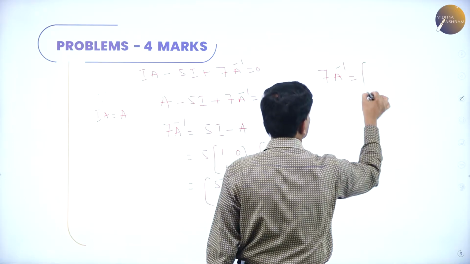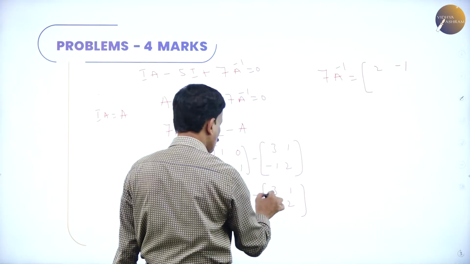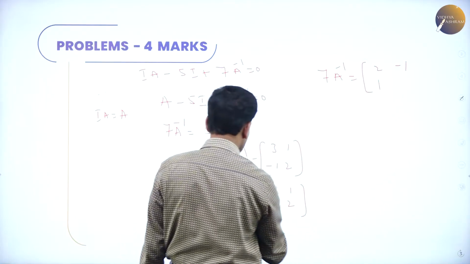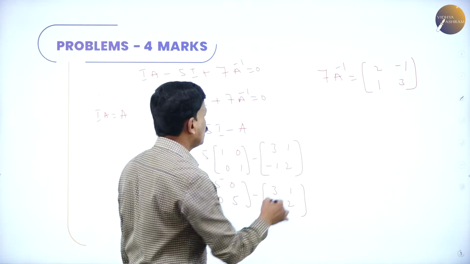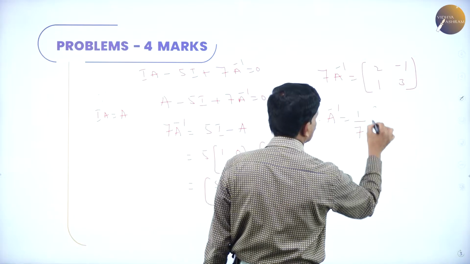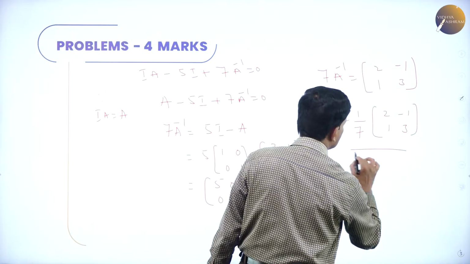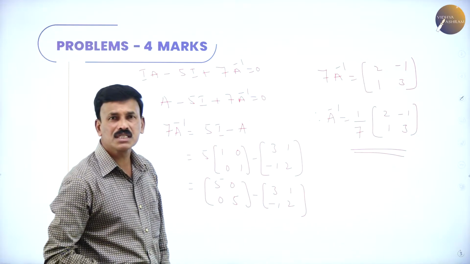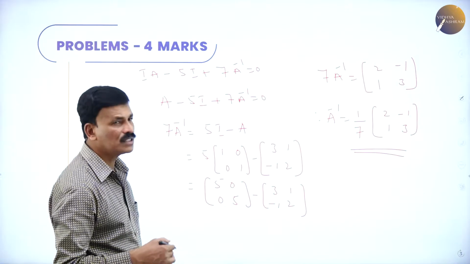5 minus 3 is 2. Again, 0 minus 1 is minus 1. 0 minus into minus it is plus 1. 5 minus 2 is equal to 3. Okay. So, therefore, just bring this 7 to the denominator. A inverse is equal to 1 over 7 into 2, minus 1, 1, 3. This is the required answer.